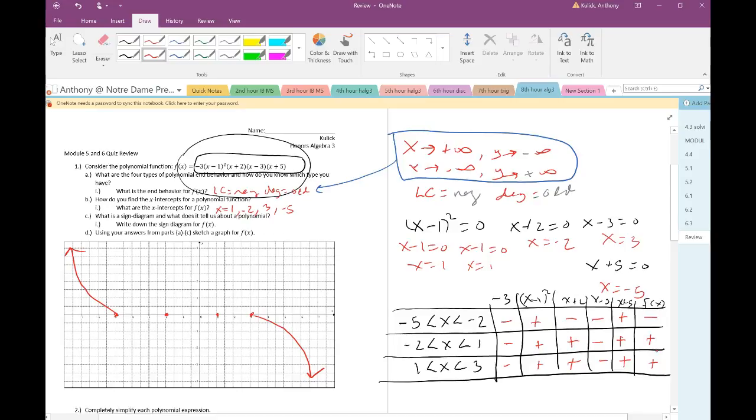So if I look at that, from -5 to -2, we should be below the x-axis. From -2 to +1, we should be above. And from 1 to 3, we should also be above. So there we go.